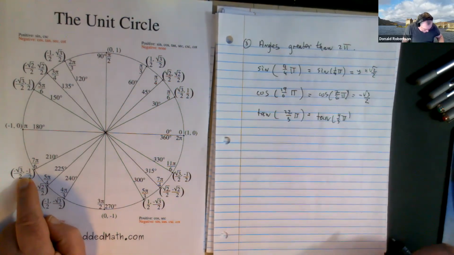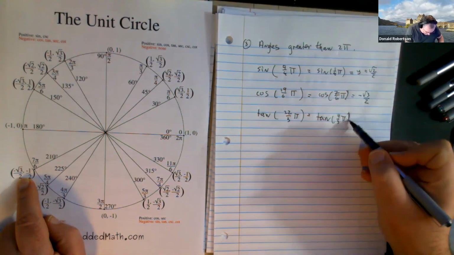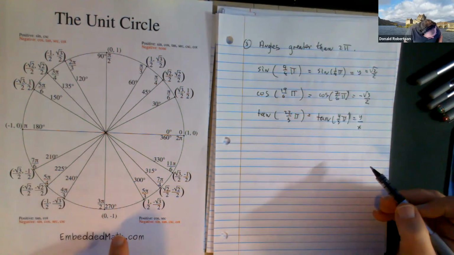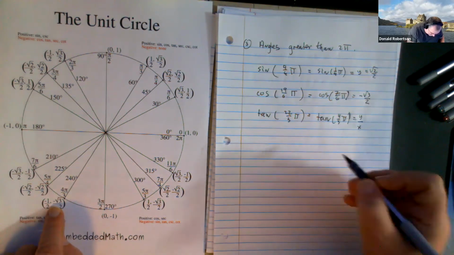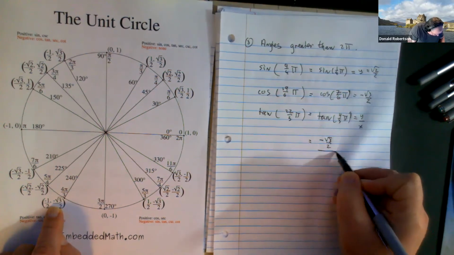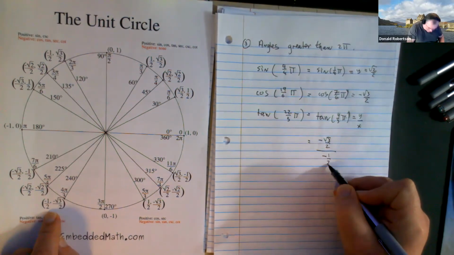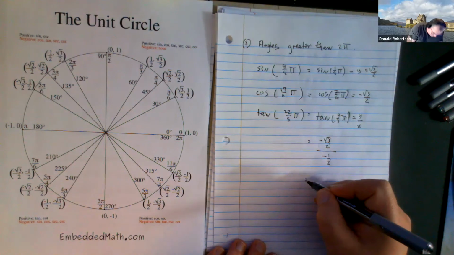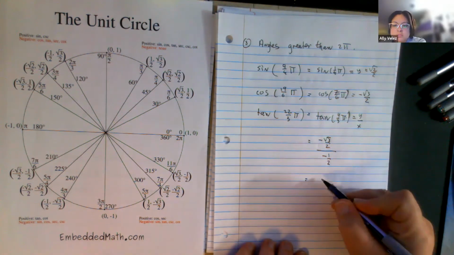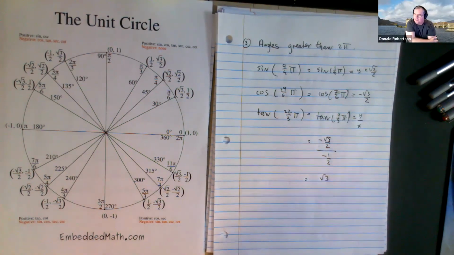And if you want to do the tangent, it's the y divided by the x, and the angle we're looking for is 4/3, which is here. So it's going to be -√3/2, the y coordinate, divided by -1/2, the x coordinate. Okay, anybody brave? What does that simplify to? √3/1. Yeah, positive √3/1, which I'll just call positive √3.